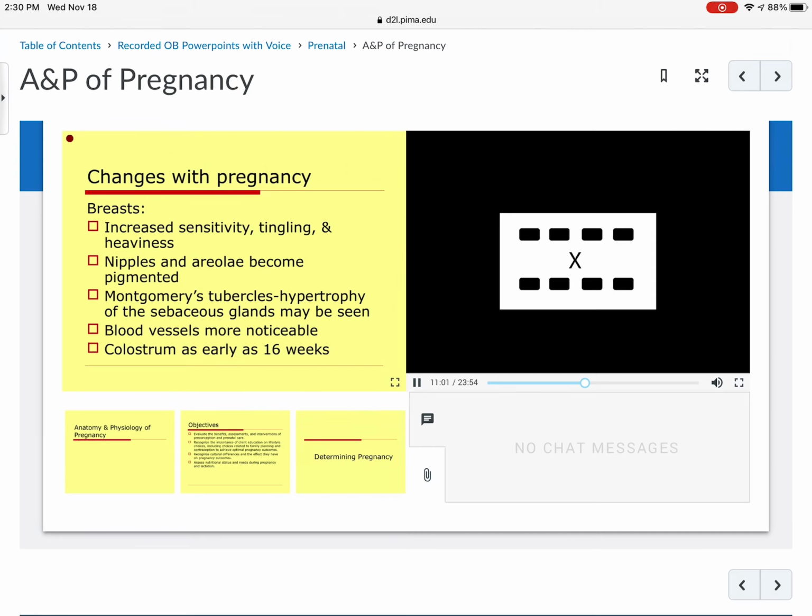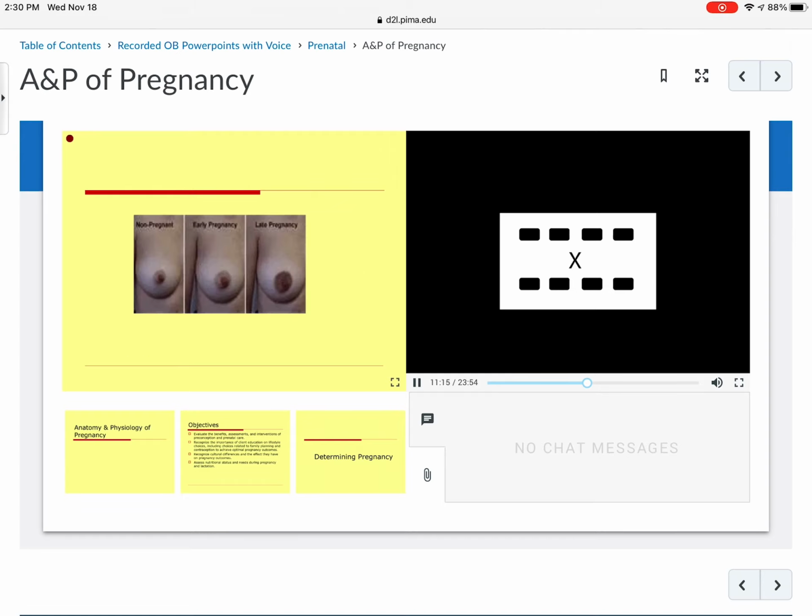And then there are changes in the breasts. They increase in sensitivity, tingling, and heaviness. The nipples and the areola become pigmented, and the blood vessels become more noticeable. And colostrum can be seen in some women as early as 16 weeks.